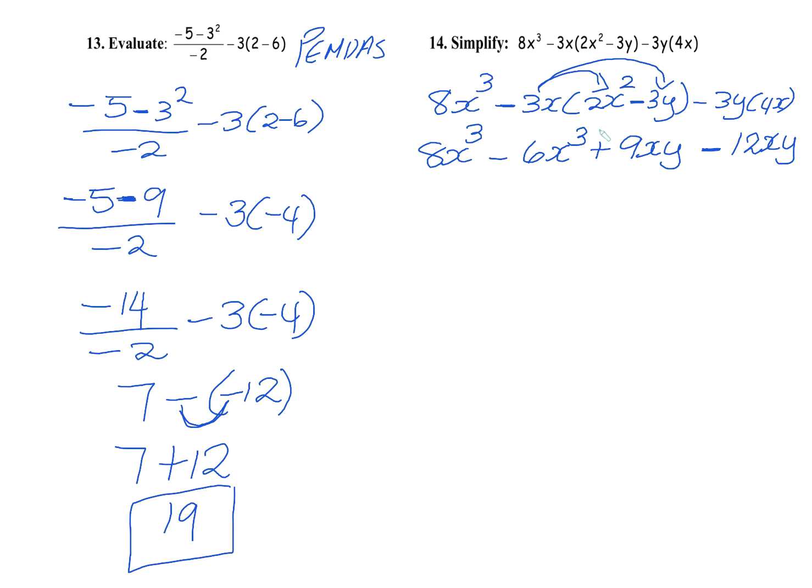Now once you get rid of the parentheses, you're going to combine the like terms, which is this one and this. So this one's simple. 8x to the third minus 6x to the third is 2x to the third. And these are like terms as well. And you have 9xy minus 12xy. Your answer will be negative 3xy.